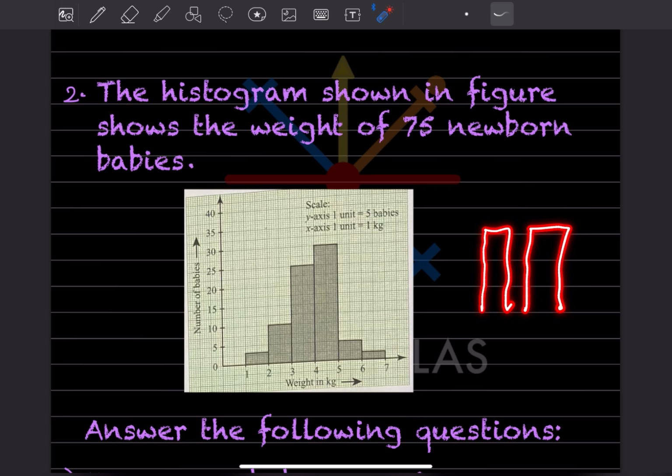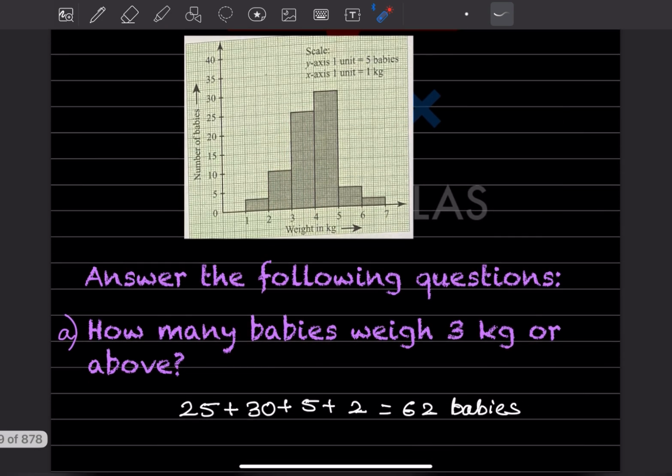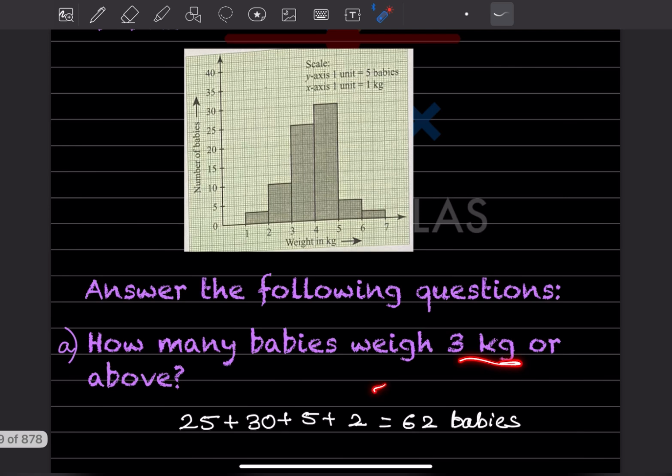So the difference between the histogram and the bar graph, don't be confused. Just remember one thing, for a histogram there is no space in between the 2 bars. These are called the bars. There is no space in between, you have to attach them together. This is the figure given. They ask how many babies weigh 3 kg or above. Now you have to include 3 kg also. When they say 3 kg or above, you have to include 3 kg also.